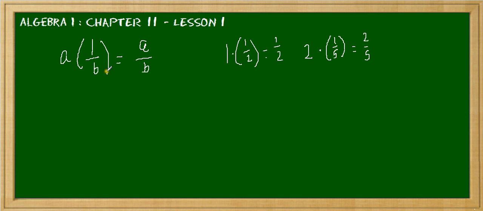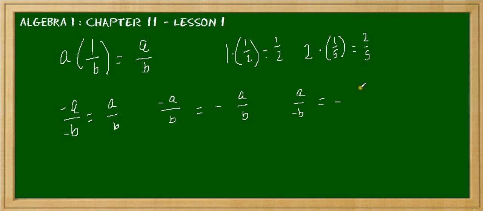Let's say we have -a over -b. Well, we know that's equal to a positive a over b. Why? Because the negatives cancel out. We can also say that -a over b is simply equal to the negative of the entire fraction, so it will be -a over b. And we can also say that when we have positive a over -b, it's the same thing. It's going to be -a over b.